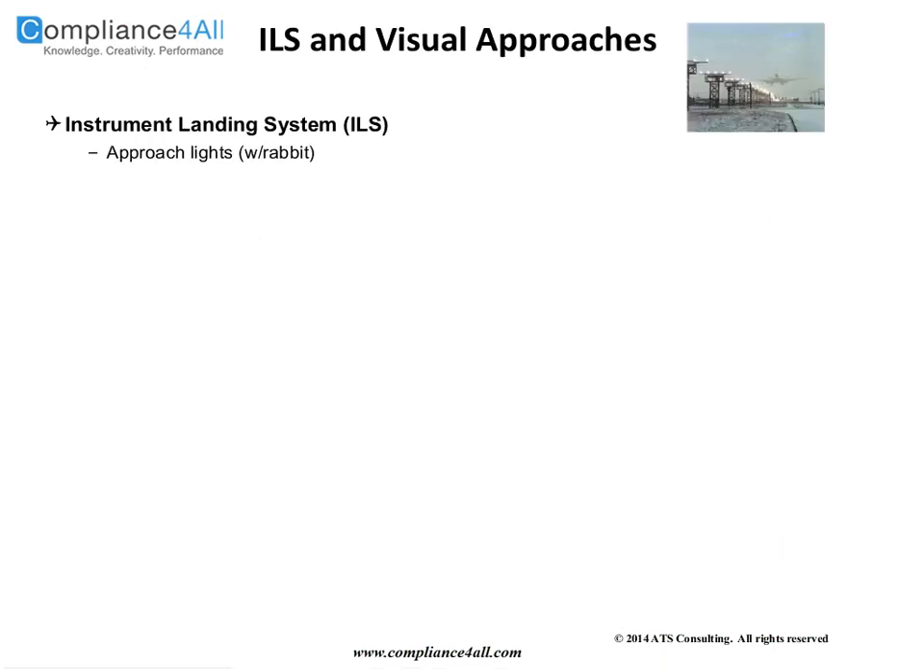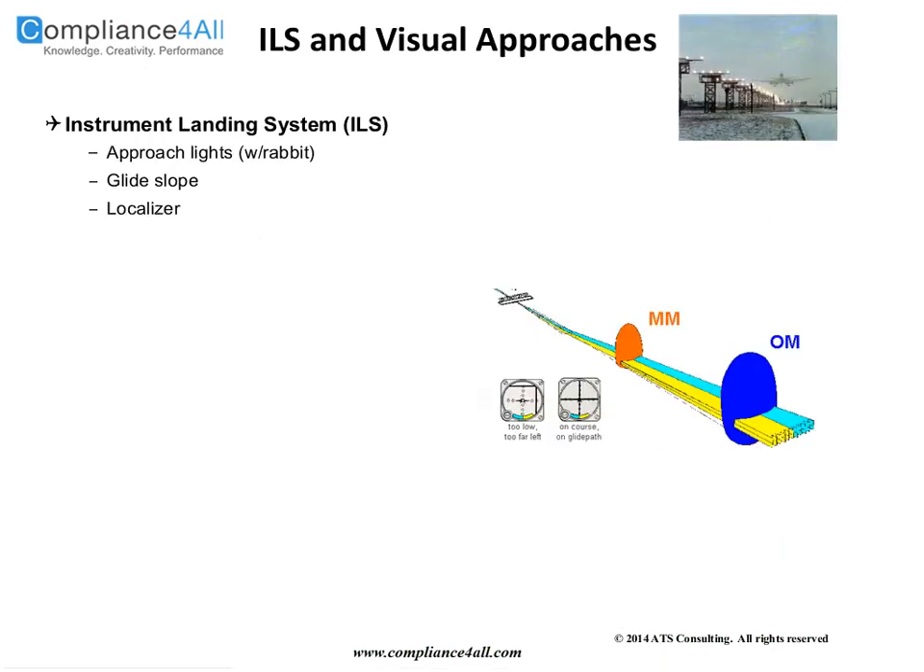Okay, now for the arrivals, this is what the arrival controller does. The primary tool of the arrival controller is the instrument landing system, the ILS. It's been around for a long, long time, and it's made up of 4 parts. One is the approach lights. That's these things along here. It's part of the landing system.